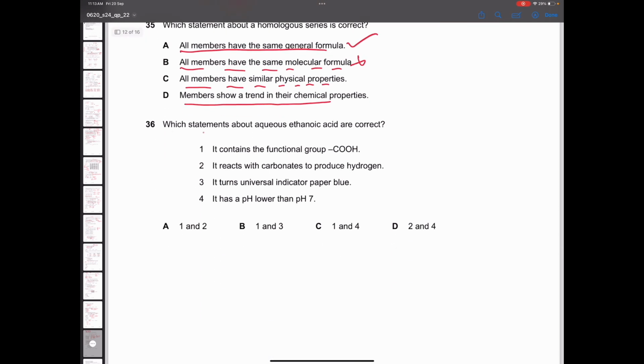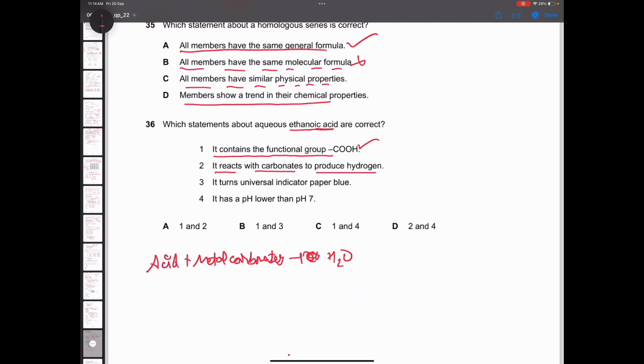36. Which statement about aqueous ethanoic acid? We know that carboxylic acids are weak acids. So any oic acid that you see, it is a weak acid and it partially dissociates. Does it contain the functional group COOH? Yes, oic acids contain carboxylic acid, that is COOH. It reacts with carbonates to produce oxygen. So they're saying that your acid reacts with metal carbonates to produce hydrogen. No, this is not correct.